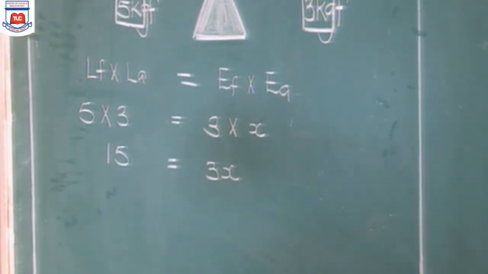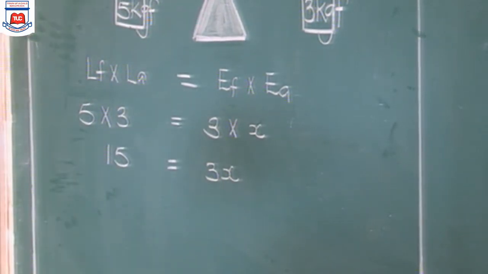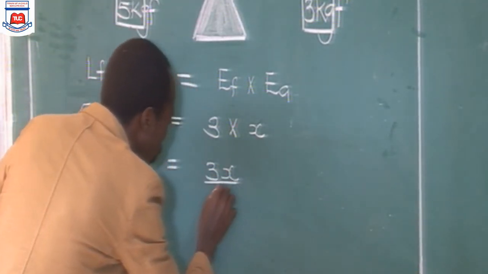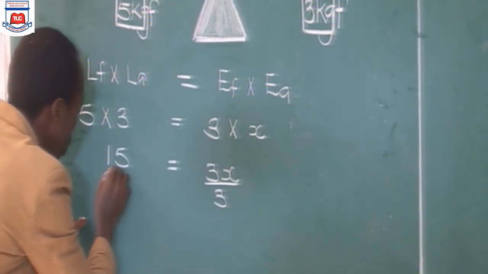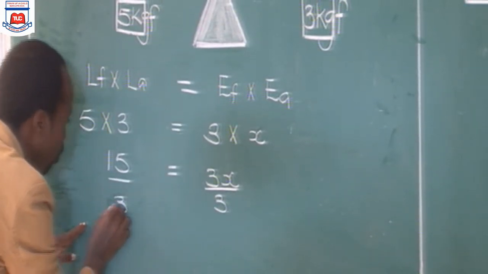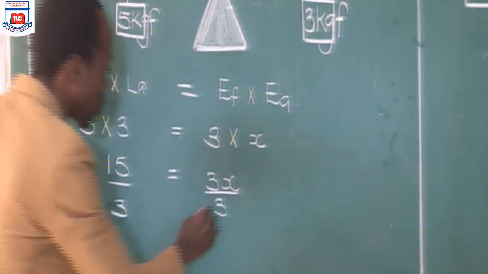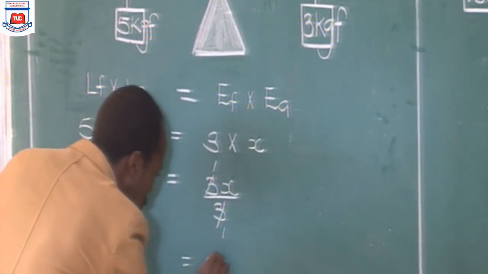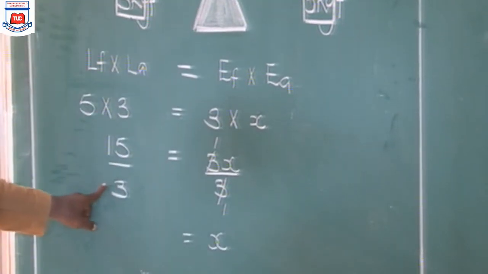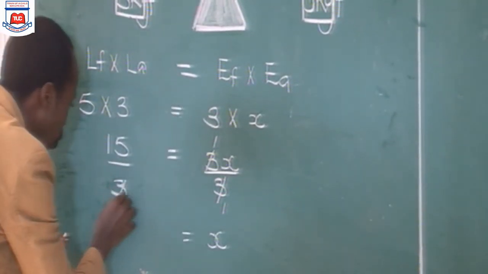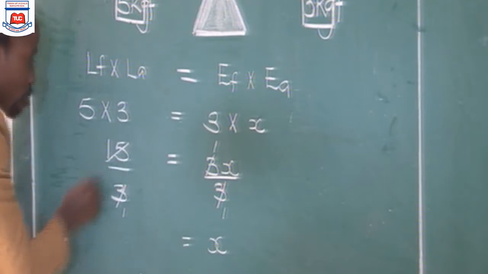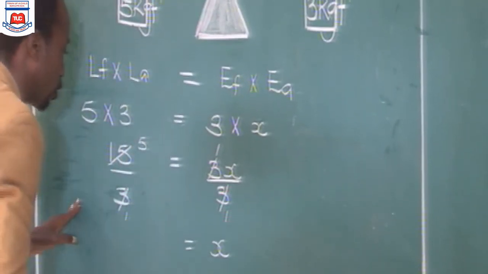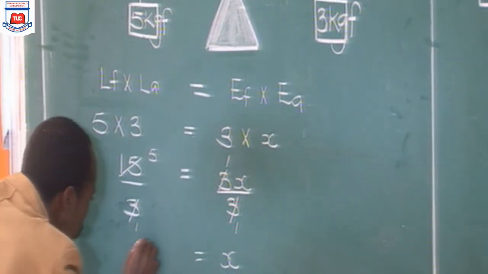What do we do in order to get X? We shall divide both sides by 3. In this case, we shall have 3X divided by 3, 15 divided by 3. Divide by 3 this side, by 3 once, by 3 once. So this side we have X. Let's divide by 3 here, once. 3 goes in 15, 5 times. Very good. So our answer will be 5.